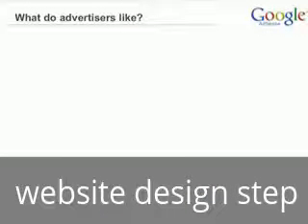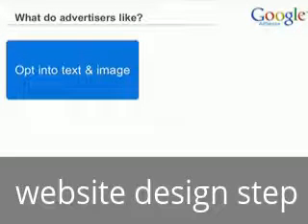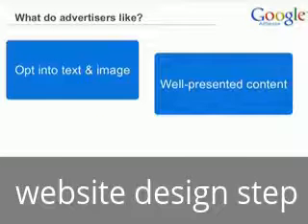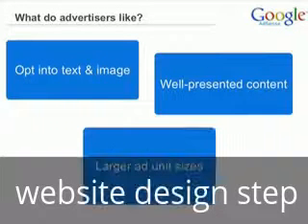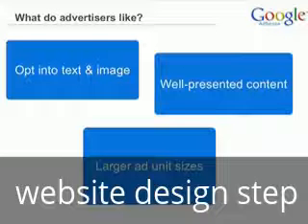The top 3 ways of ensuring that your site is advertiser-friendly are to opt into showing text as well as image ads, to have well-designed and presented content, and to use larger ad units, such as the 300 by 250 medium rectangle.